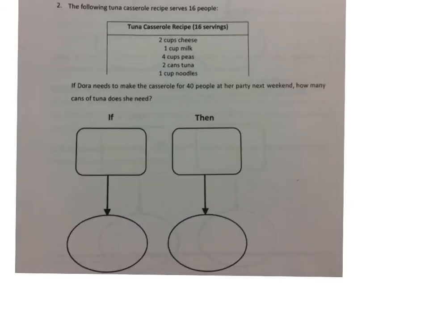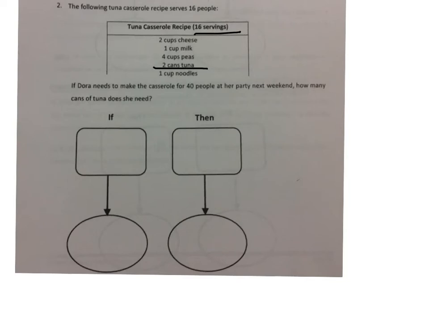The next question says the following tuna casserole recipe serves 16 people. If Dora needs to make the casserole for 40 people at her party next weekend, how many cans of tuna does she need? We're asked how many cans, so we want to look at the recipe. The recipe calls for 2 cans of tuna, and the other thing we need to know is how many people that would serve: 16 servings. So there's our information that we need in the if part.